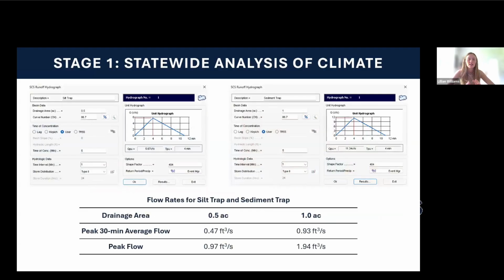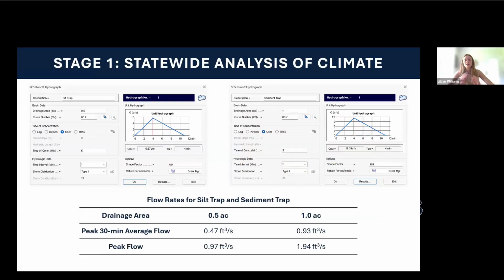So this is how we determine the flow rate through hydrographs on Civil 3D. And we were able to find the peak 30 minutes. So the 30 minutes that experienced the peak rainfall of that 2-year 24-hour storm, we averaged that flow rate. And then we also found peak flow rates, and these were for a 0.5 acre and 1 acre different dimensions.